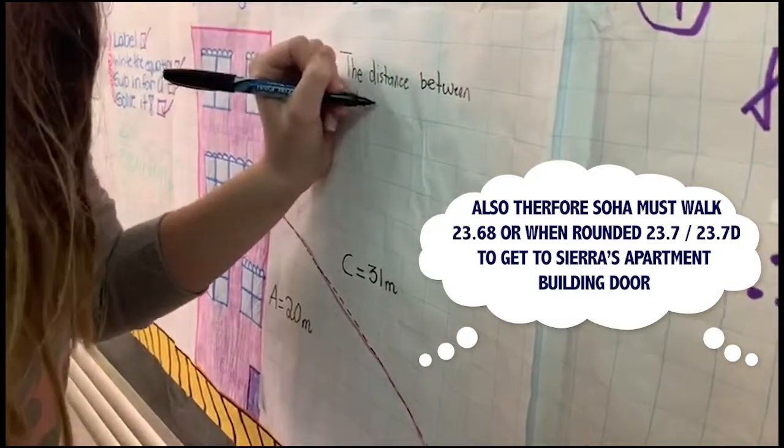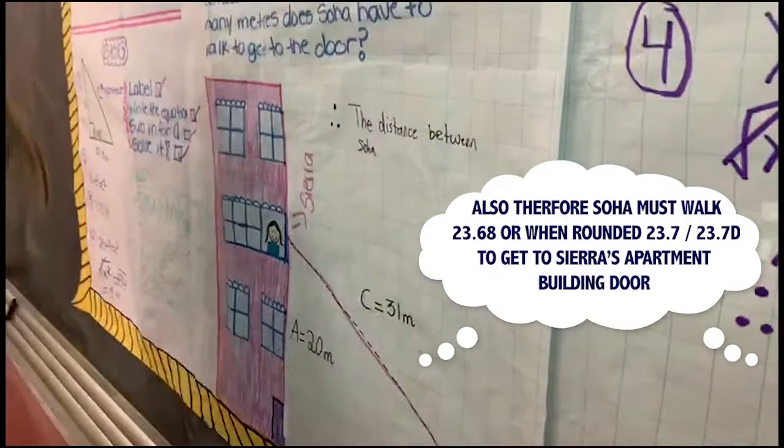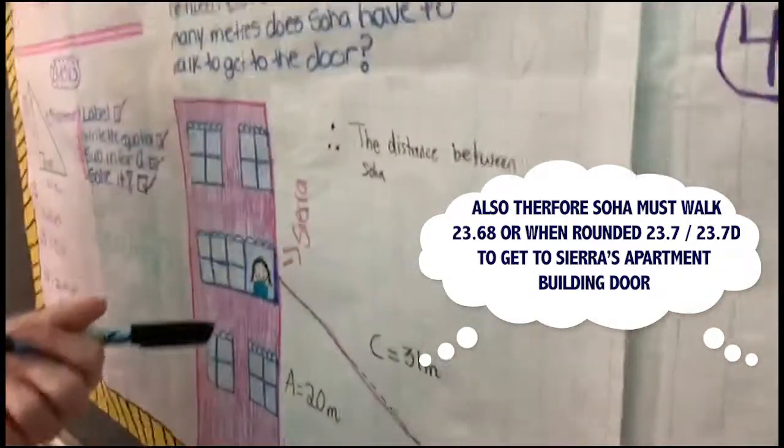Soha. We have to redo this. We can't redo it. She already read it. Continue.